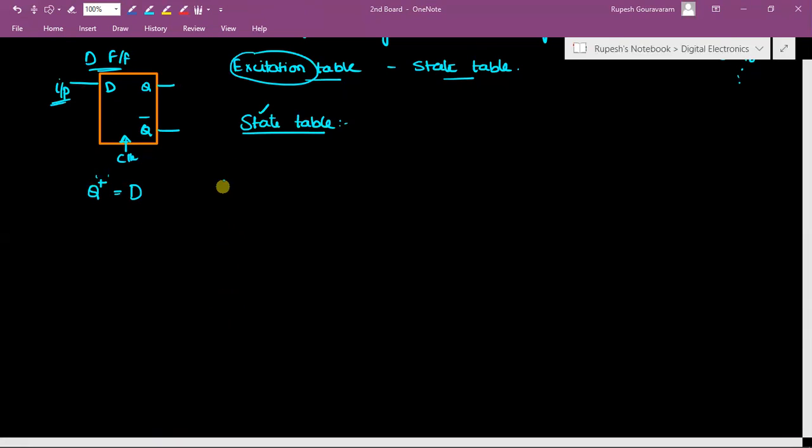Now see here. Excitation means input. So what will be the excitation based on the state that is given in the excitation table? First let us see the state table. What it defines is used to find the next state. For example, let us take the input D and the present state. The present state is represented as Q. So this is the input and this is the present state. The next state is represented as Q dash, Q plus. Okay.